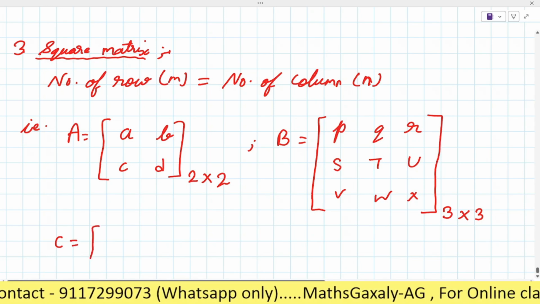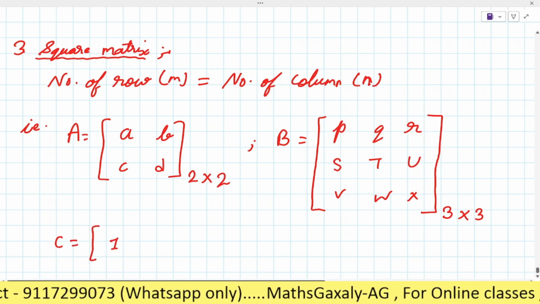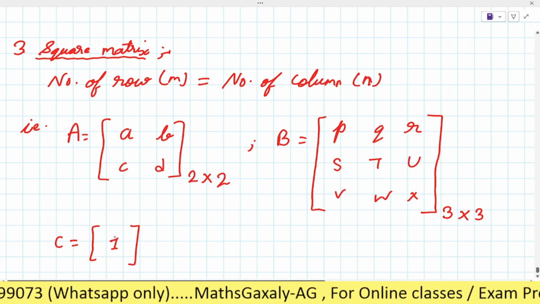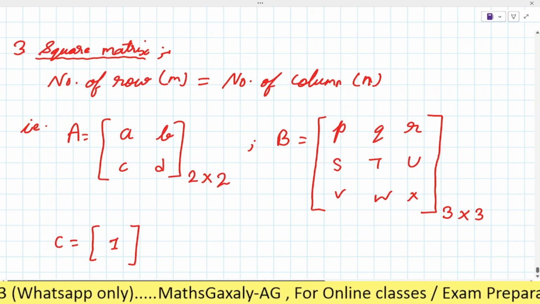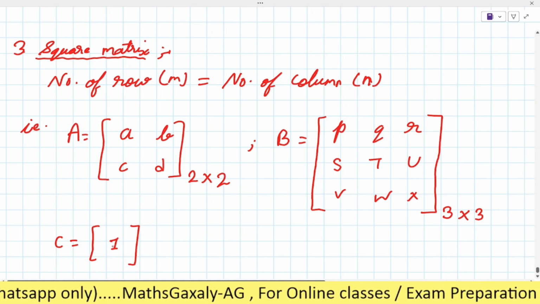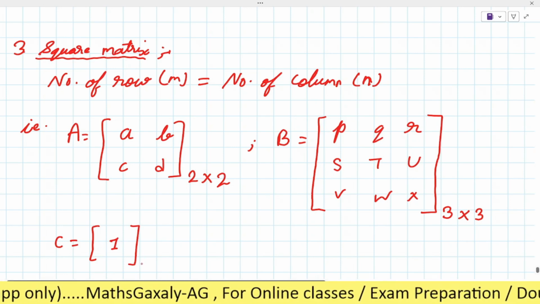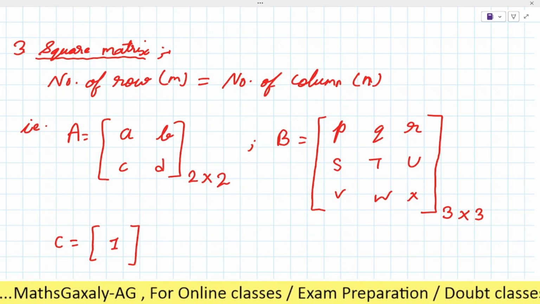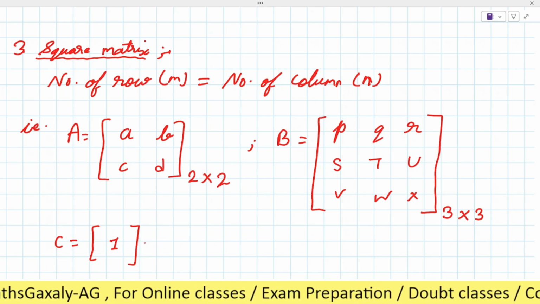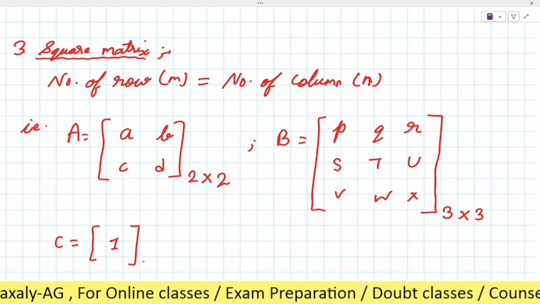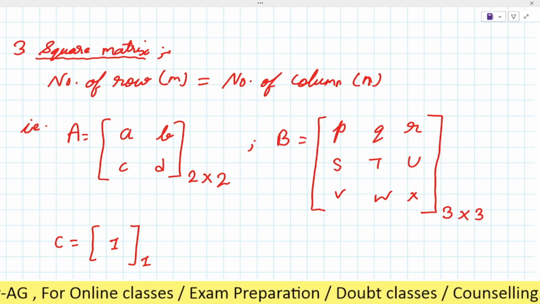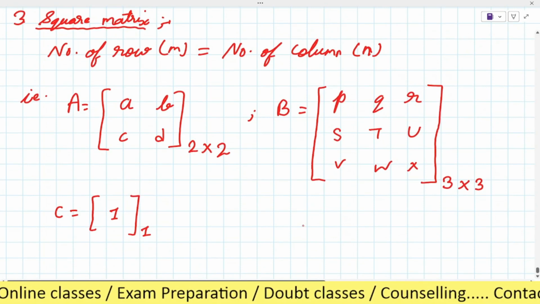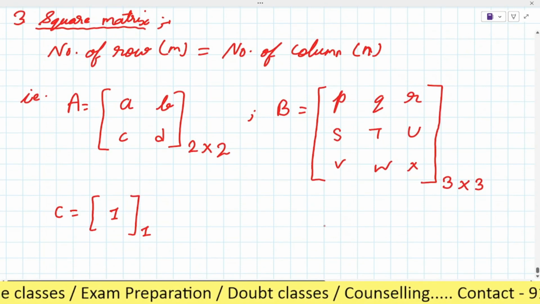Now let's see the next example. Suppose there is a matrix which has only one element. You can take it as a, 5, 1, anything. I take the element as 1. Here, when you look horizontally, it has only one element, so the number of rows will be 1, and the number of columns will also be 1 when you check it column wise.